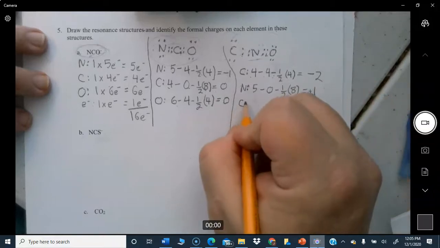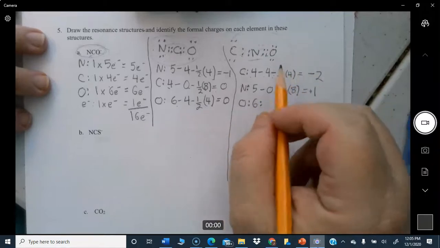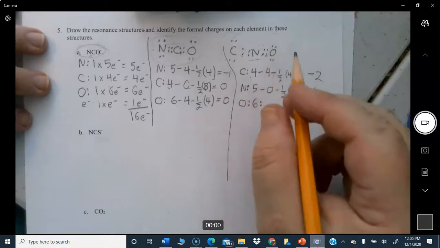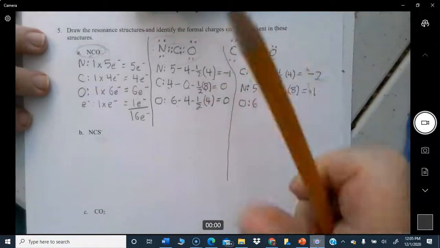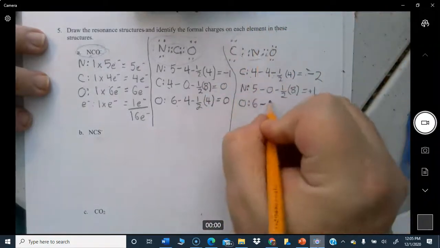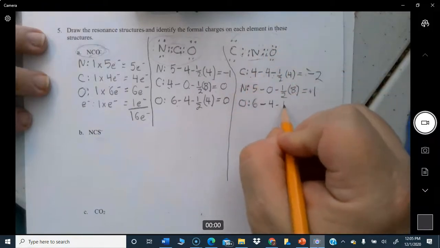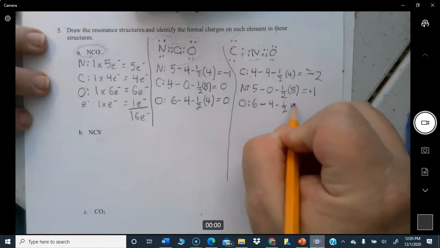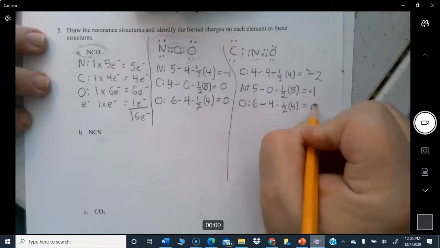And finally we have oxygen. 6 valence electrons, minus 1, 2, 3, 4 for the 4 lone pair electrons, and half of 4 bonding electrons, so minus half of 4, which is 2. So 6 minus 4 minus 2 equals 0.